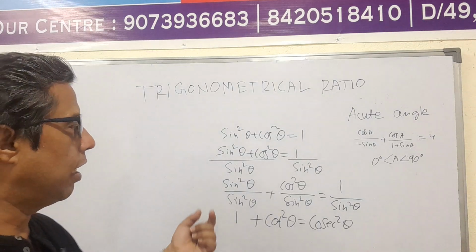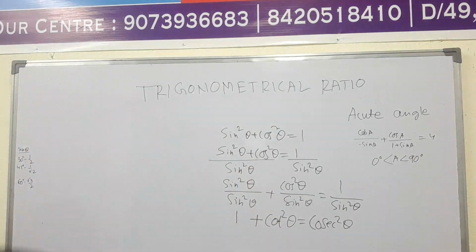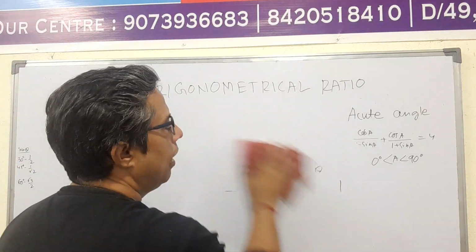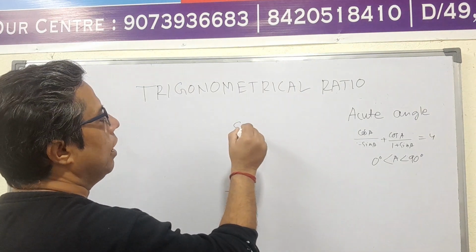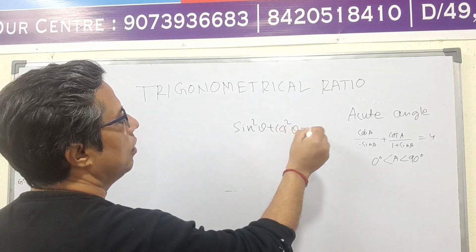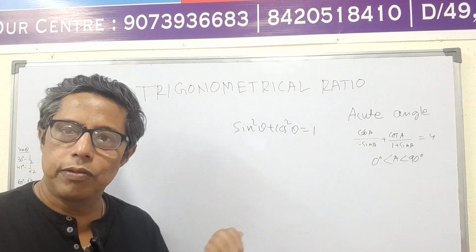If you forget at the time of the exam, you can build it like this. So nothing to panic about on the trigonometric formulas. Next, let's prepare the relation between tan and sec. Again I am writing sin square theta plus cos square theta is equal to 1. Then divide both sides by cos square theta.